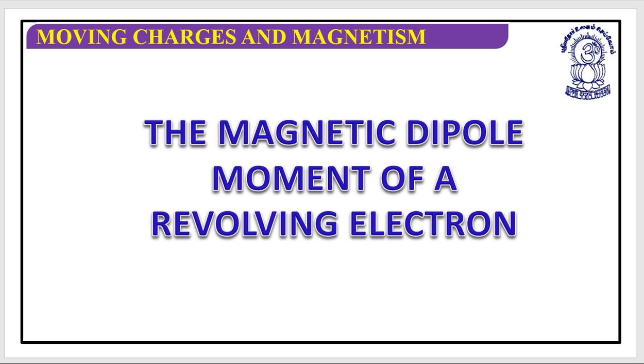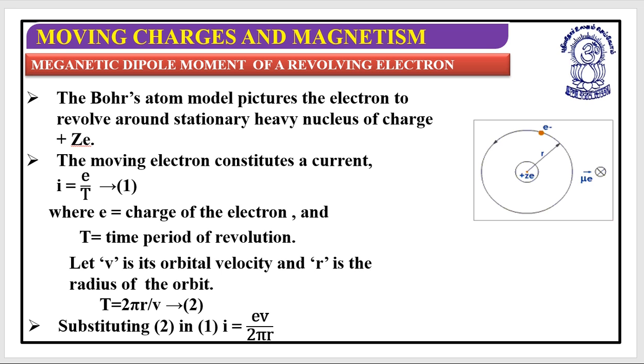It says that we are now looking for the magnetic dipole moment of a revolving electron. So let's look at what it says. It's the magnetic moment of a revolving electron. So we are going to discuss a certain thing which is associated with chemistry as well. It's the Bohr's atomic model picture. In the Bohr's atomic model picture, the electron revolves around a stationary but heavy nucleus of charge that we assume as Ze.